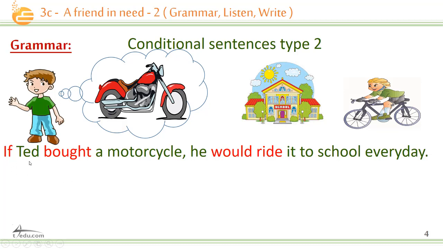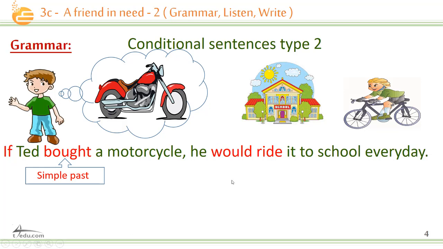Here we have the if structure sentence. So we say, if Ted bought. The first part of the sentence is the if clause. Bought is in the simple past. Of course, we have to have two clauses. The first clause could be the if clause, or the second clause could be. Because the if clause is in the first part, we have to put a comma. He would ride it to school every day.